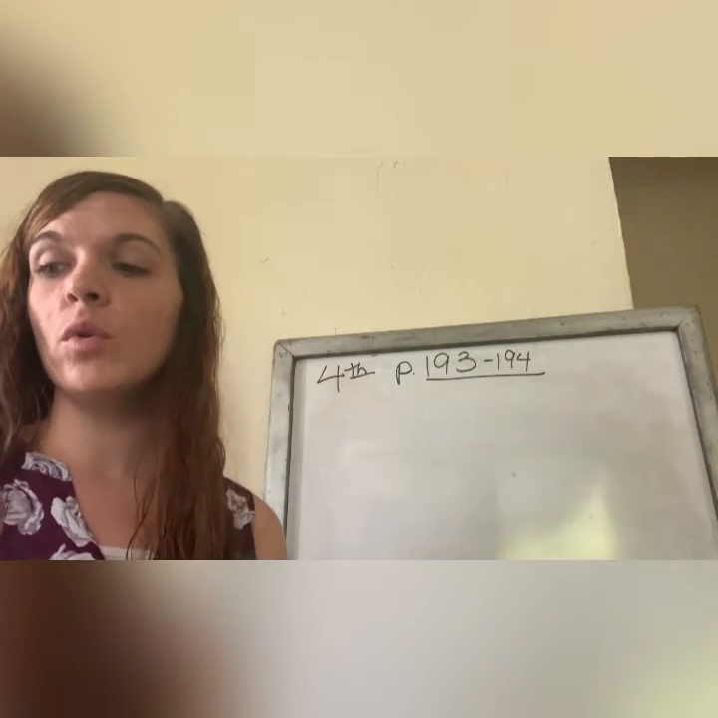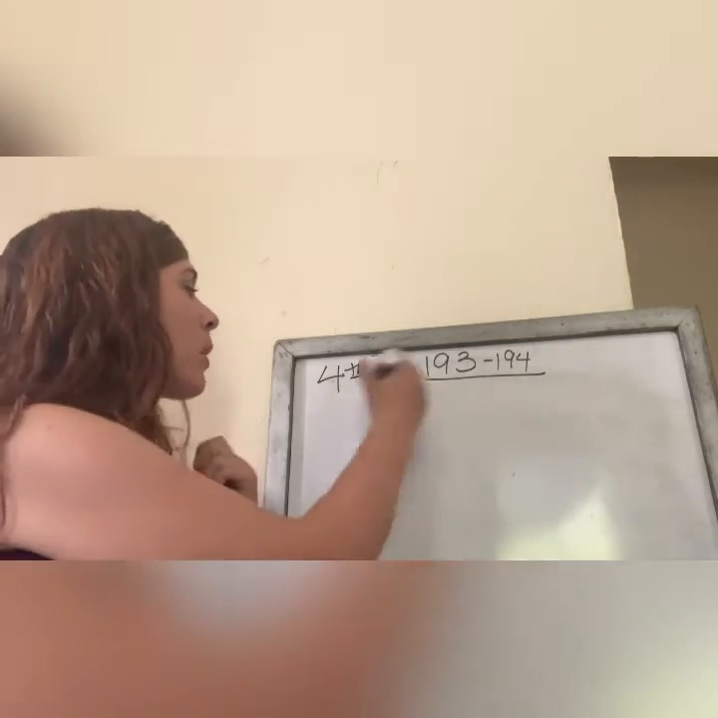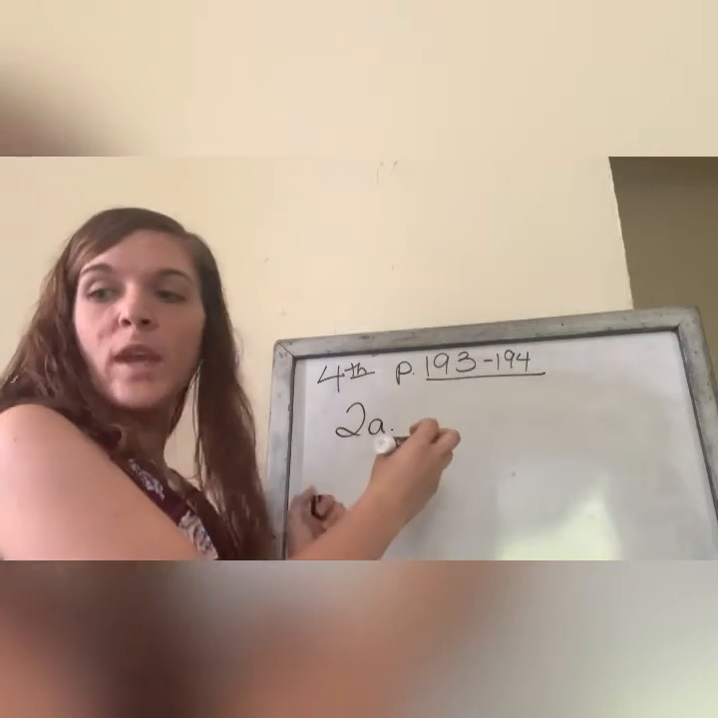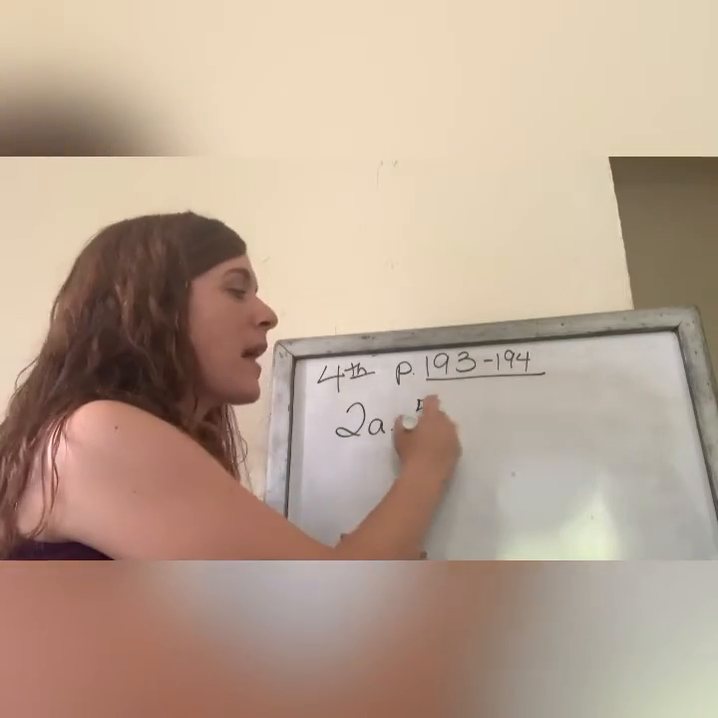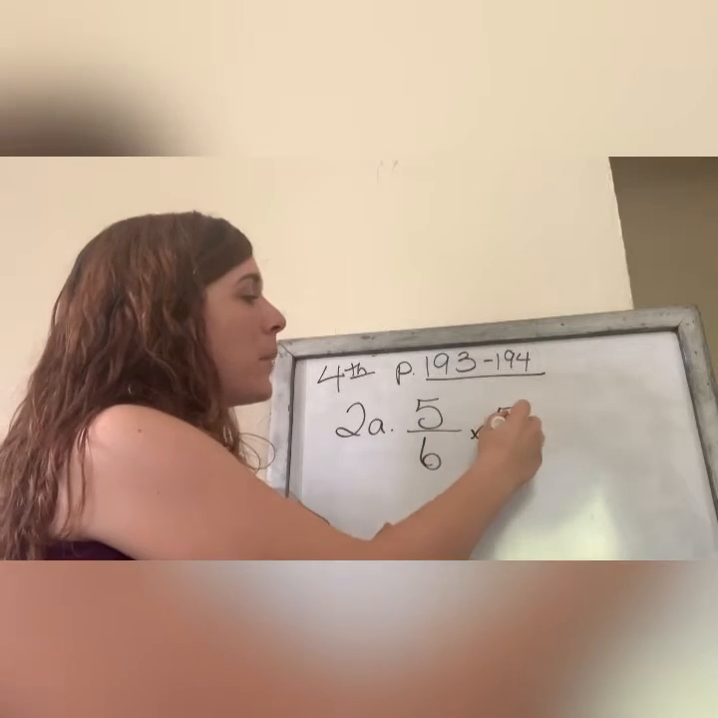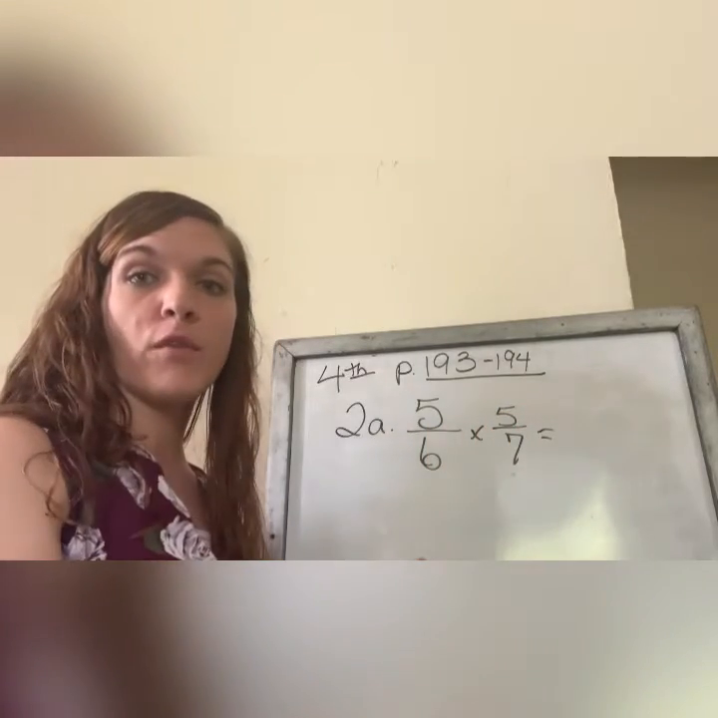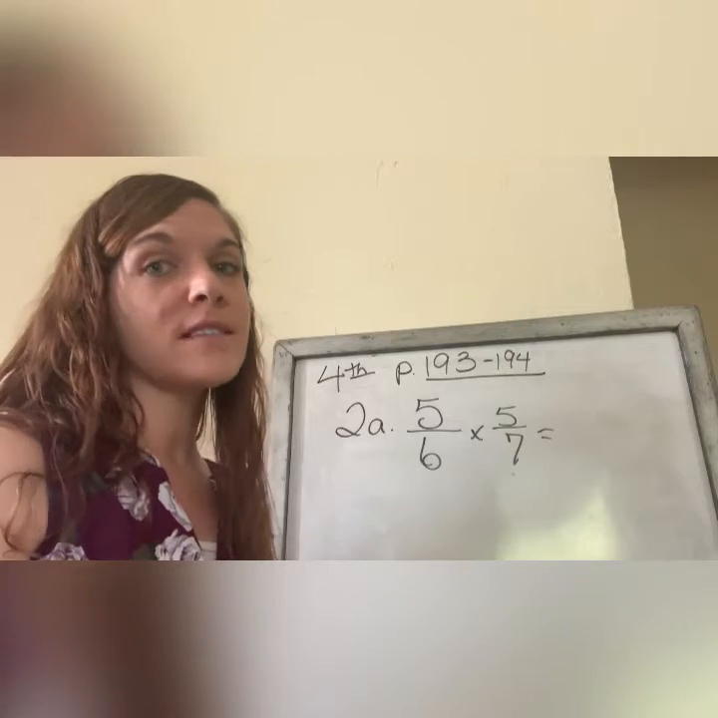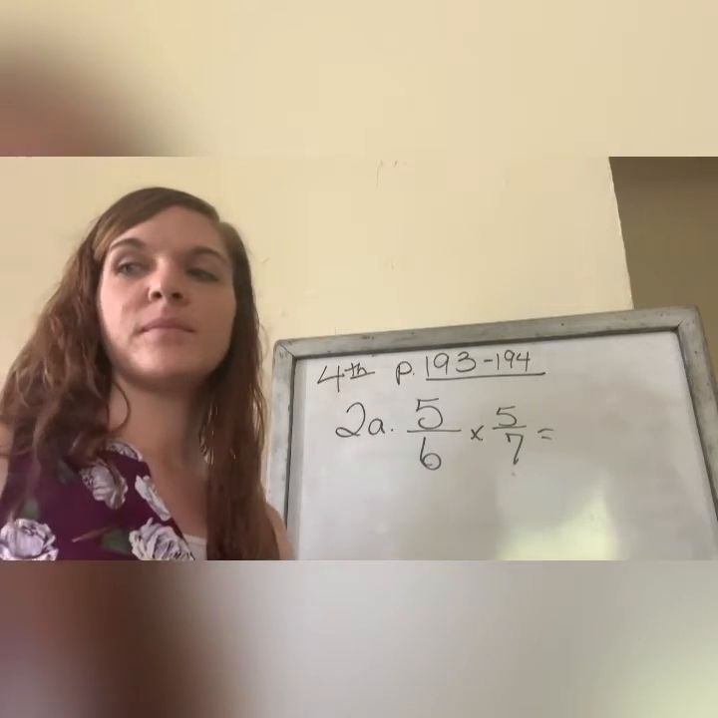Now look at number 2, letter A. Remember what we're doing. We are multiplying. Multiplying is about the easiest thing for fractions that we do, but it's still important to make sure you're doing the right form. Go ahead and try this one by yourself, and then we'll check that you did it right.